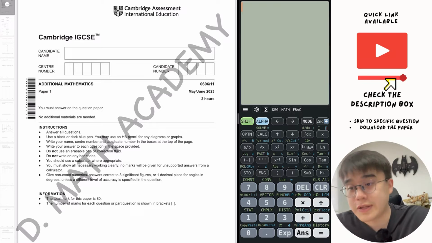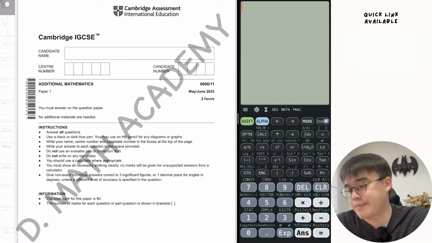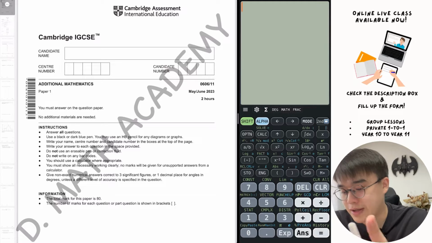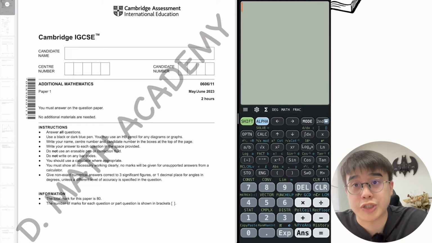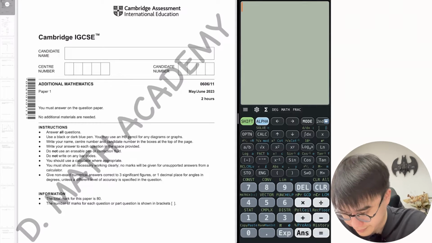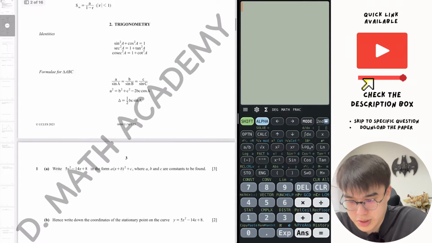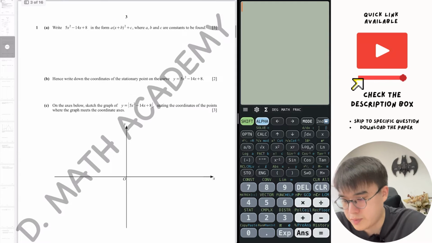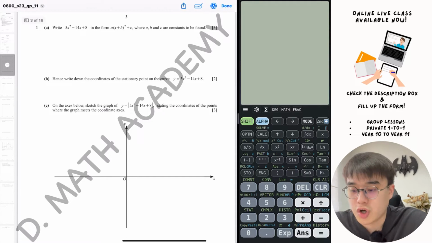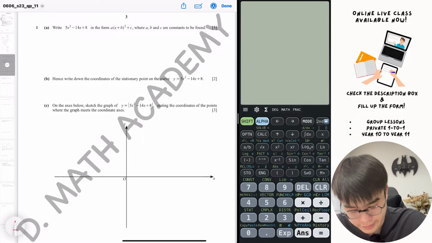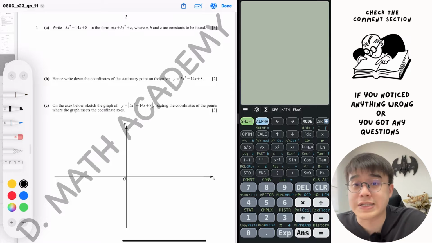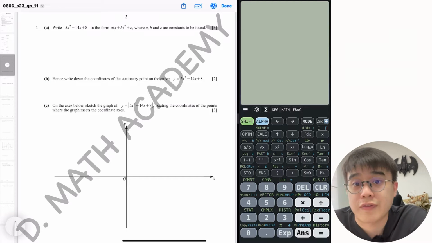Okay, so the paper that we're going to review today is May-June 2023, set 11. I haven't gone through the questions, so we'll be going through them together today. Let's have a look at the first question. We start off by being requested to solve by completing the square. It's a slightly advanced version because there's a constant in front of the x squared.